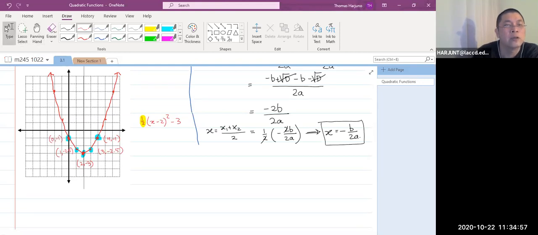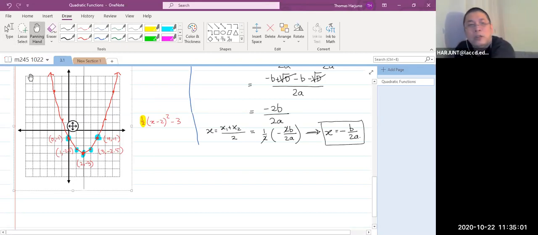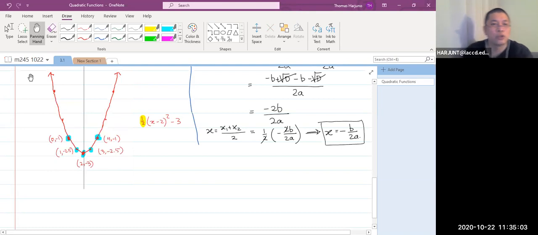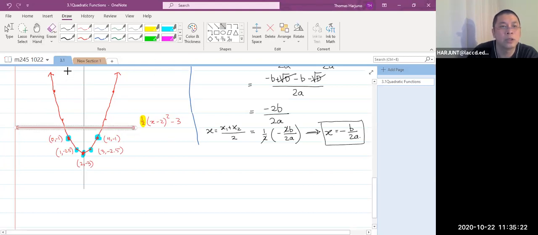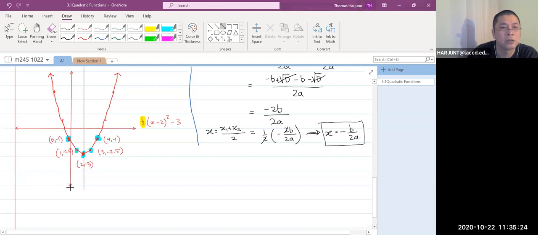So imagine if you don't have graphing paper, that's what it's supposed to look like, with the x-axis and the y-axis. Your x-axis should be somewhere here, and then your y-axis should be here. So that's what it's supposed to look like.